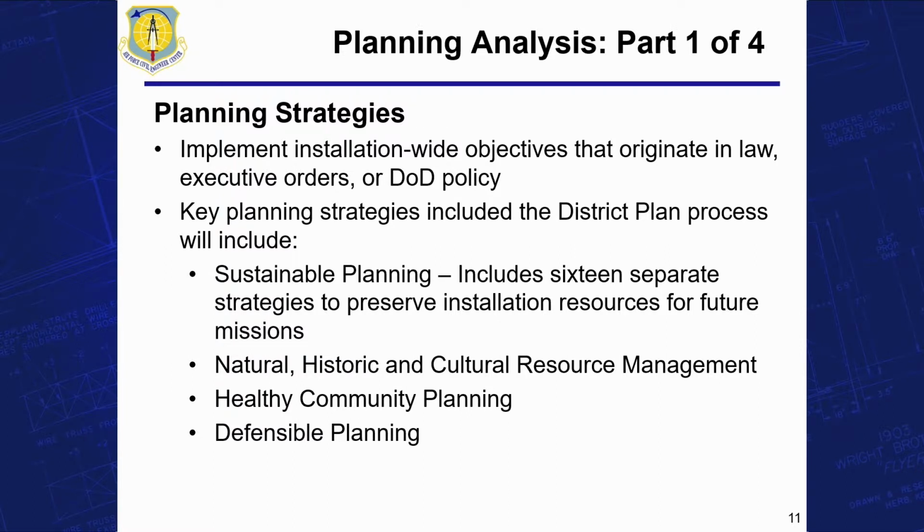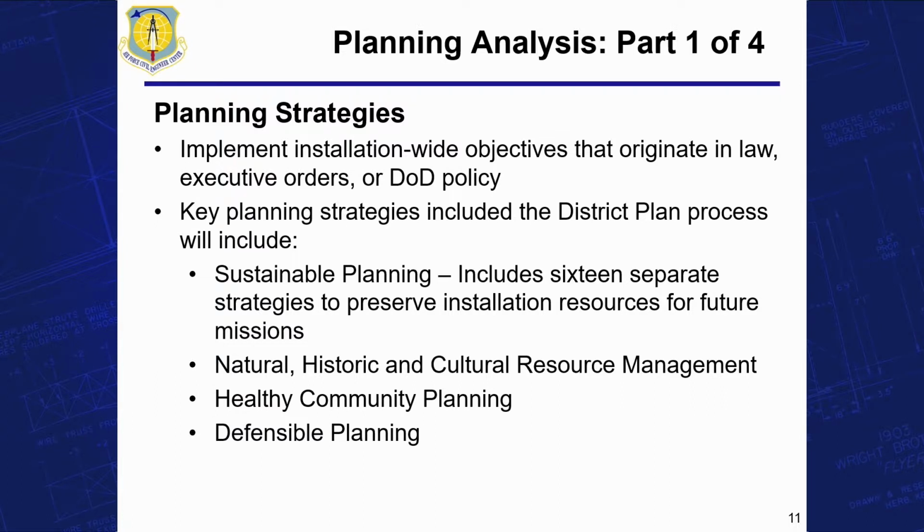The UFC identifies 16 separate strategies for sustainable planning to make the most effective use of limited resources, reduce fossil fuel use, and increase the use of alternative fuels, and to create more compact and sustainable communities that will still meet security and safety requirements.